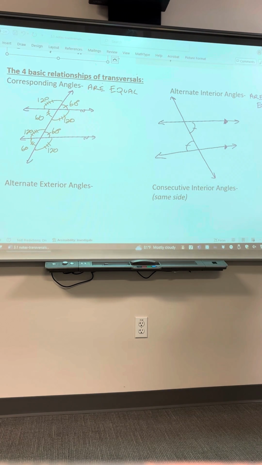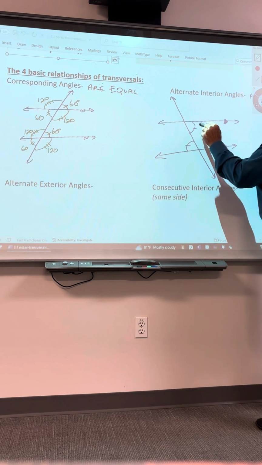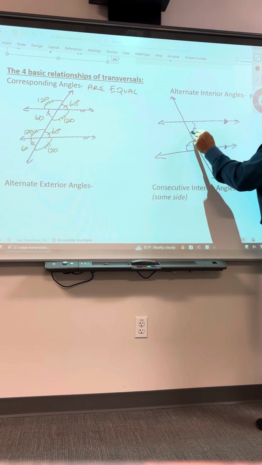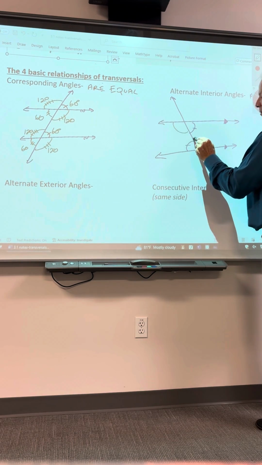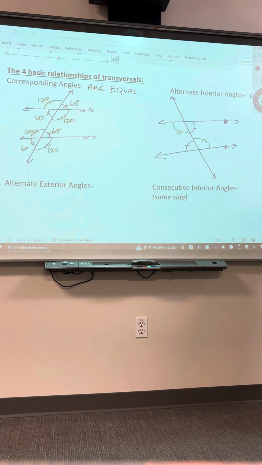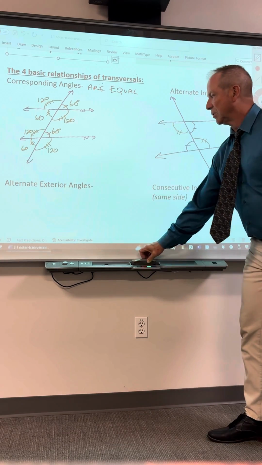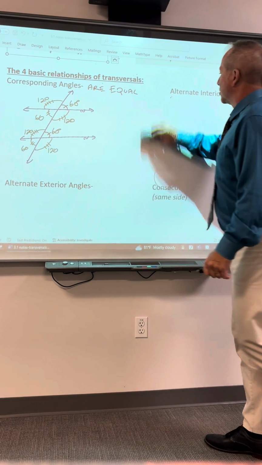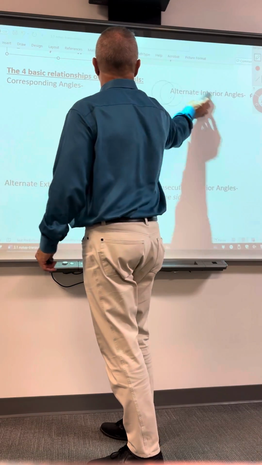So they are equal. How many pairs of alternate interior angles are there? There are two pairs. This pair, which is the acute pair, and then there's this pair, which is the obtuse pair. So there's two sets of alternate interior angles. Okay, let's go down to the next problem.